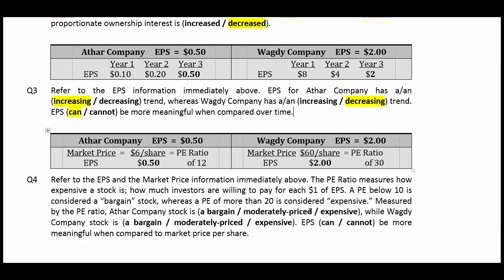Now, what the PE ratio does is it tells you how expensive the stock is. That's what you want to know. A $90 stock isn't necessarily expensive. A $10 stock is not necessarily cheap. What the PE ratio tells you is how expensive it truly is.